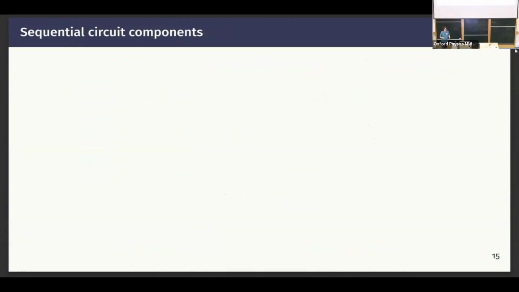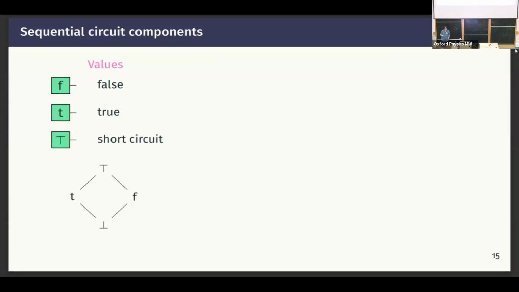So we need to add something sequential, the state, to make our circuits do good things. We're first going to add some values. First of all, we have our standard false and true, but also, because of things which I'll mention later, we're going to have another value, this top value, this short circuit. The way you can think about this is that our values form a lattice. At the bottom, we have the bottom element. This is the disconnected wire from the blue section, which means no information. In the middle, we have our classic true and false. This is exactly one piece of information.